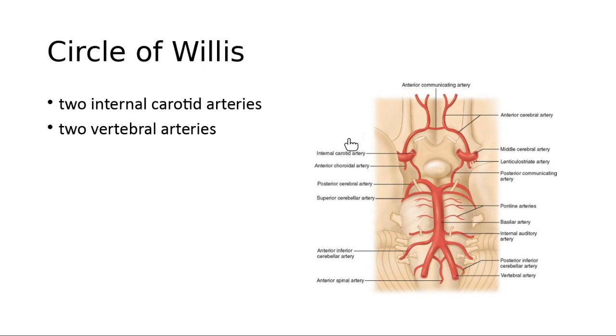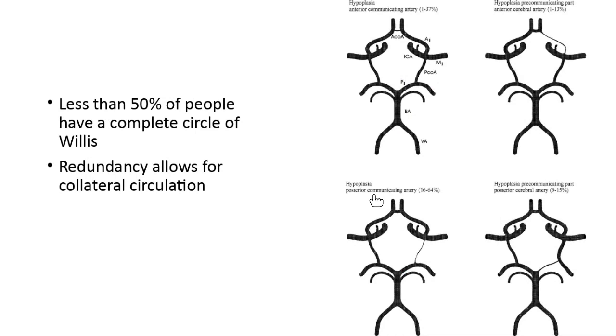The purpose of the circle of Willis is to allow for collateral circulation in the case of narrowing or obstruction, so that the brain can continue to be well perfused in the event of alterations in blood flow.